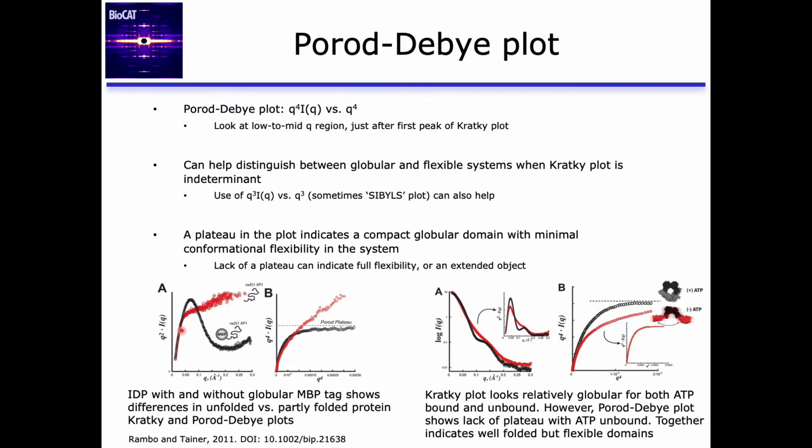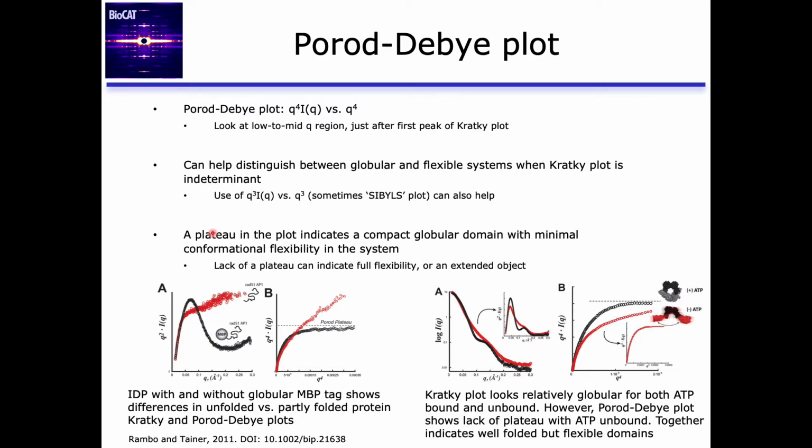In particular, it's useful when looking at systems to try to determine between complete flexibility or a flexible and a globular domain. You'll also sometimes see the use of q to the 3 times I of q versus q to the 3 plots. These are sometimes called Sybil's plots, and that can also help.